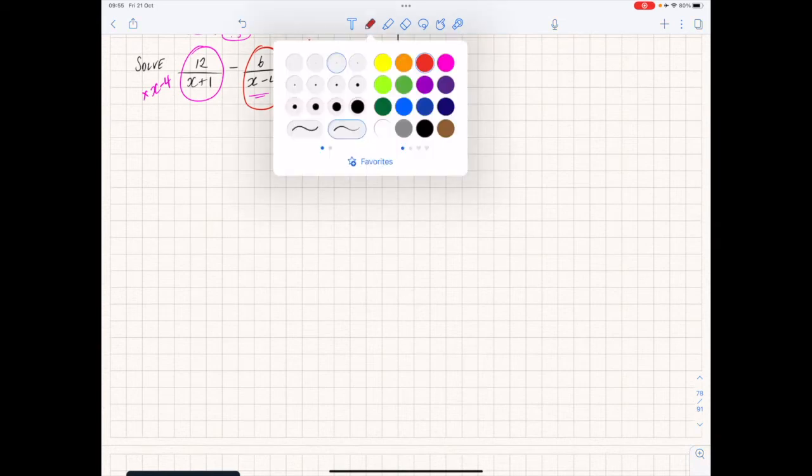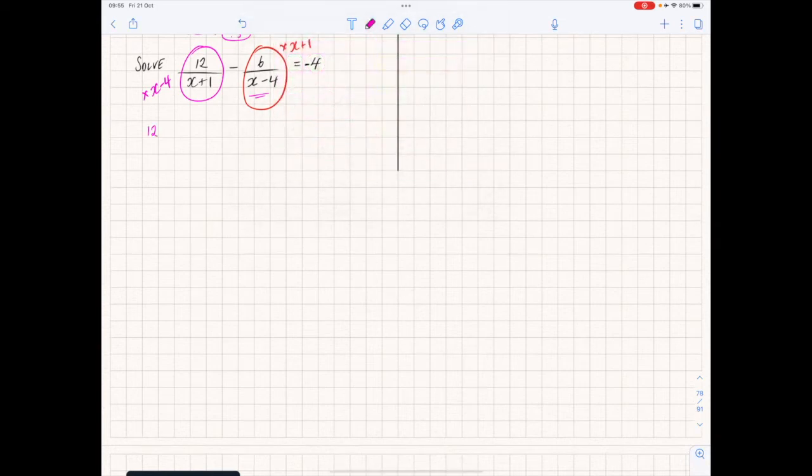Now what that gives me is 12 brackets x minus 4, because that's what I'm multiplying this left-hand one by, x plus 1 brackets x minus 4. So that's what the left-hand fraction is being multiplied by. And this right one's being multiplied by x plus 1. So it becomes x minus 4 brackets x plus 1. Okay? And that equals minus 4 still.